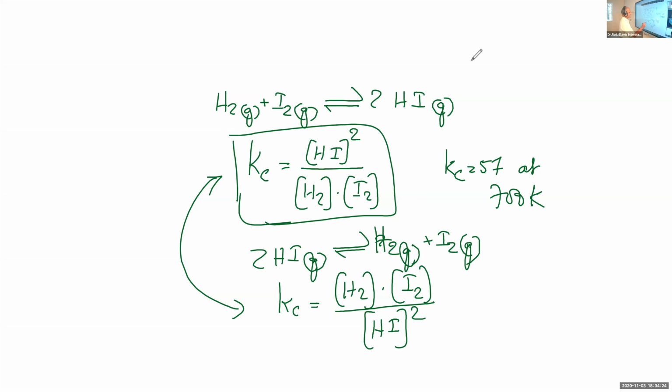You call this K dash C, the equilibrium constant for the reverse reaction: H2 into I2 by HI squared. Can you find any relation between these two? Achyut? Any relation between these two? Yes, sir.